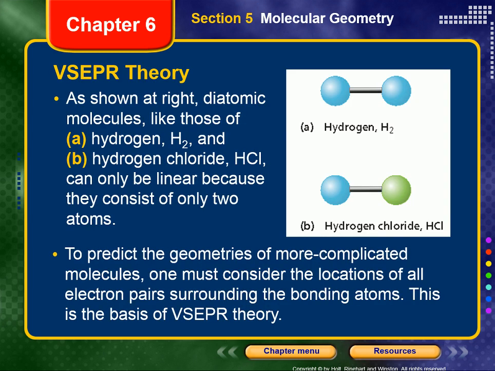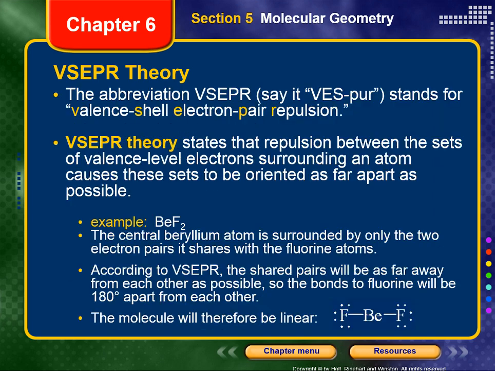VSEPR theory. As is shown in figure 6-20 on page 183 of your text, or on the screen now, diatomic molecules, like those of hydrogen, H2, and hydrogen chloride, HCl, must be linear because they consist of only two atoms. To predict the geometries of more complicated molecules, one must consider the locations of all electron pairs surrounding the bonded atoms. This is the basis of VSEPR theory.